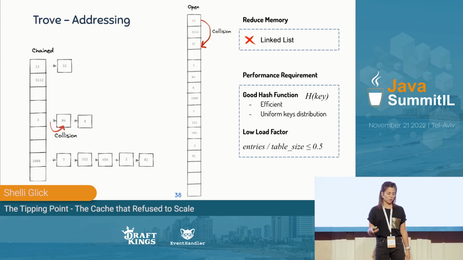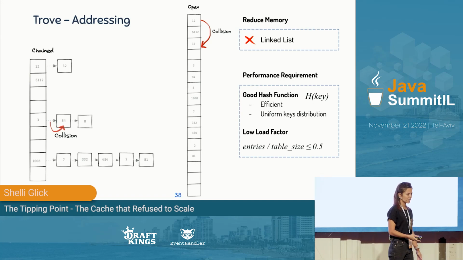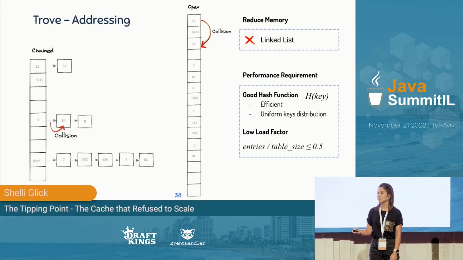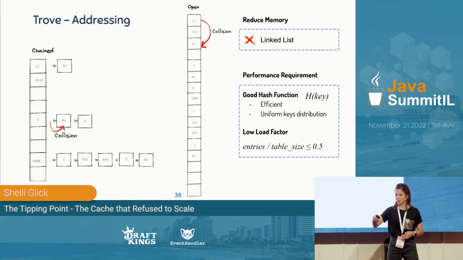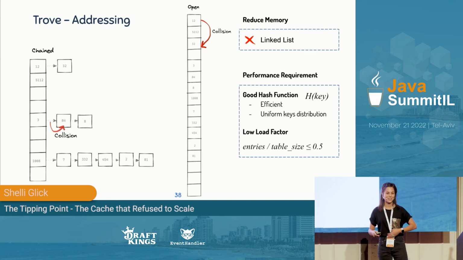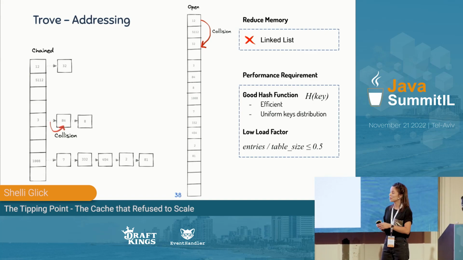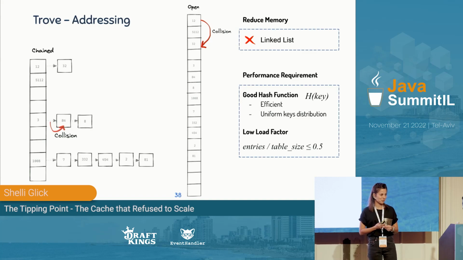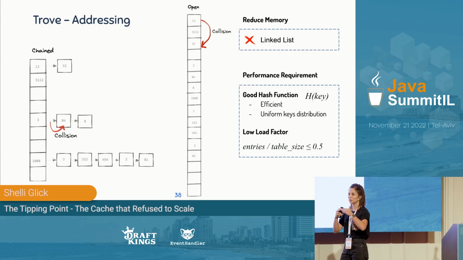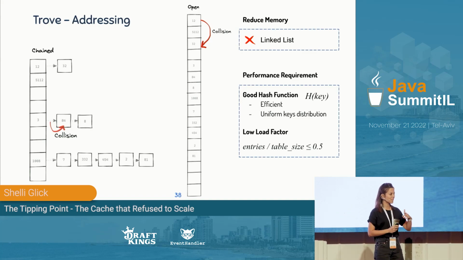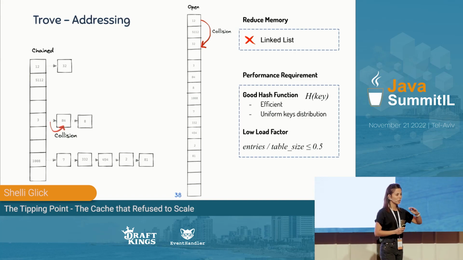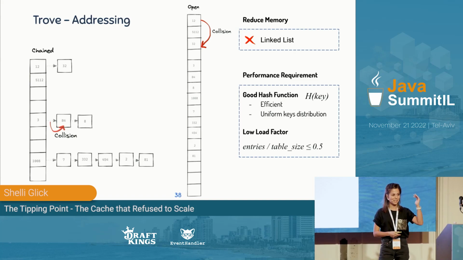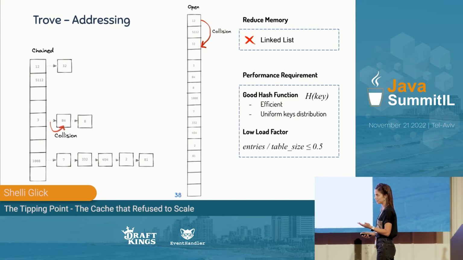You have to keep in mind, though, that in general, open addressing is more sensitive to collisions. So you have to make sure you have a good hash function that's both efficient and has a good key distribution. And you want to make sure your load factor is low, because once the number of items starts getting close to the size of the hash table itself, you start suffering from performance degradation due to these collisions.